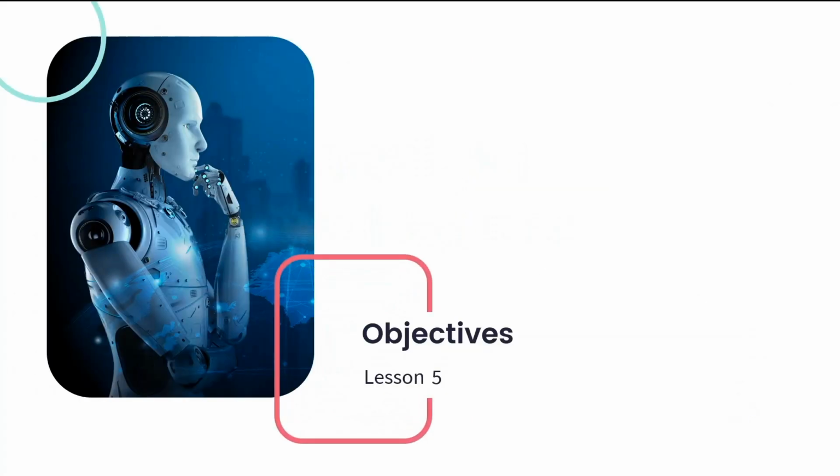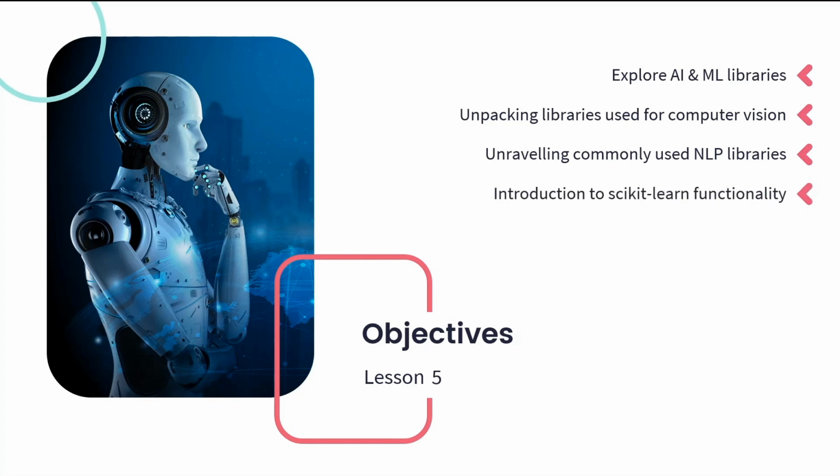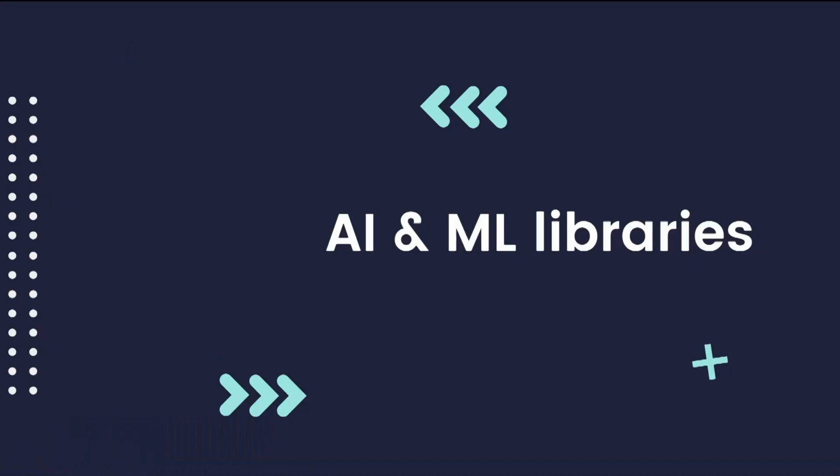In this lesson, we will look at machine learning libraries and what spurred on the utility of these specialized libraries throughout various programming languages. We will also look at which machine learning libraries are used in computer vision tasks and natural language processing. For the last objective of this lesson, we will look at the functionality of scikit-learn, which is the library that we will primarily be using throughout this entire course.